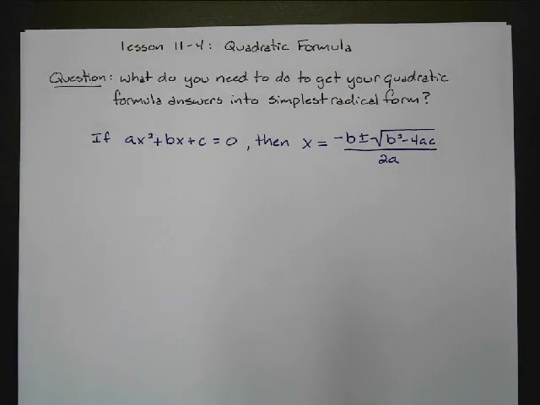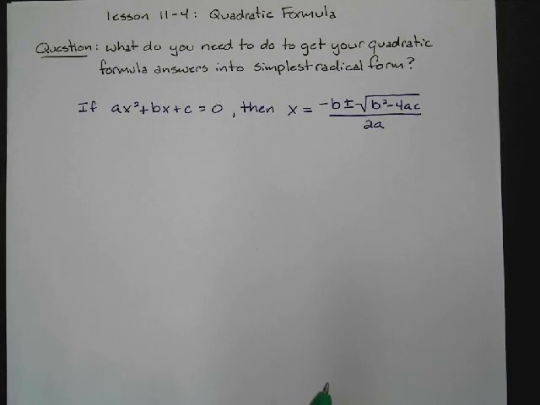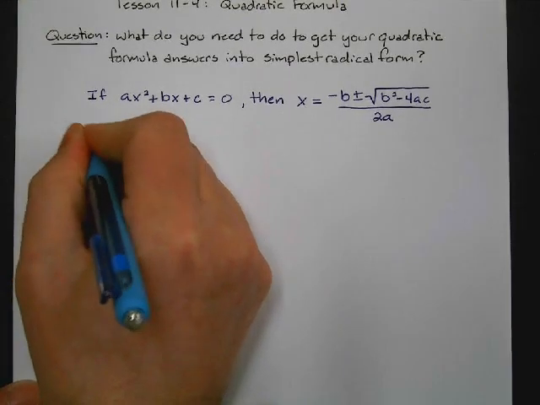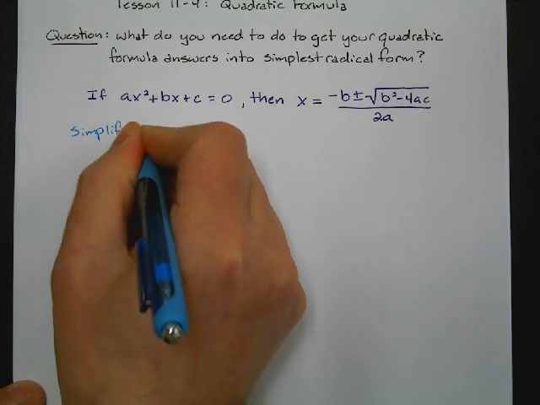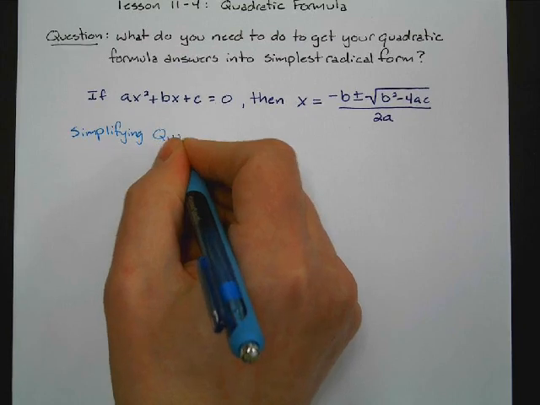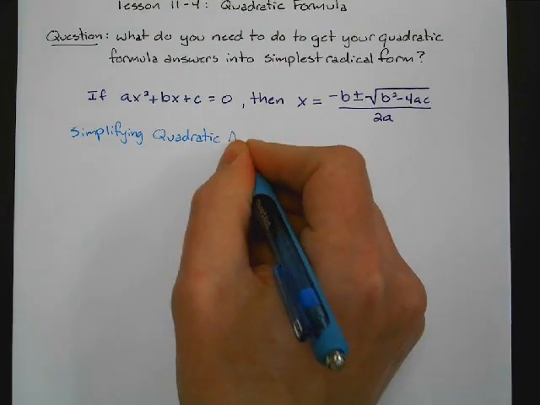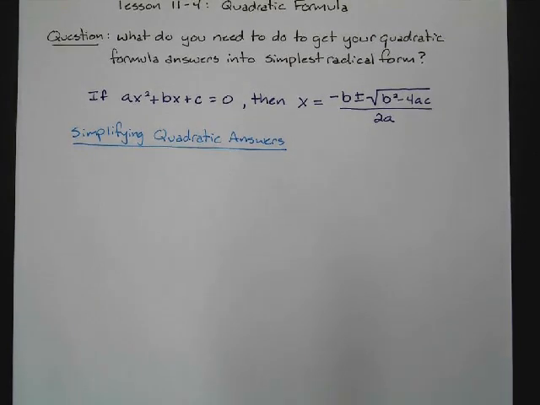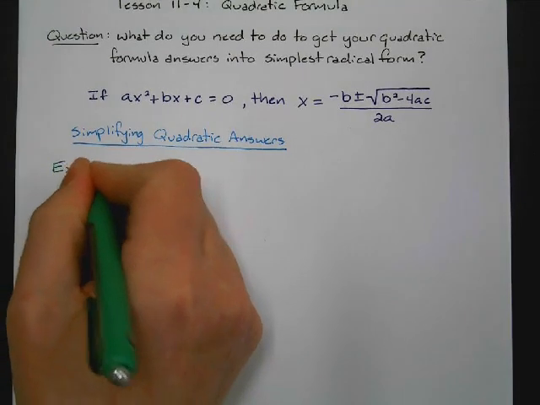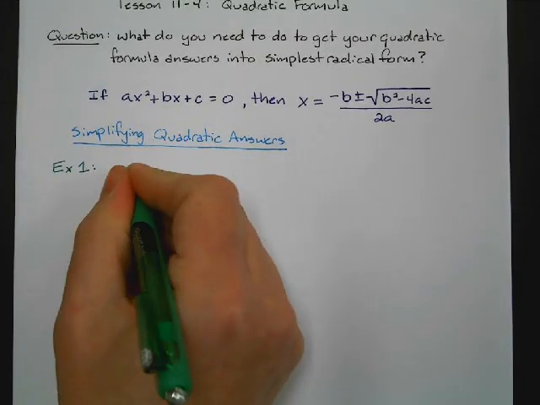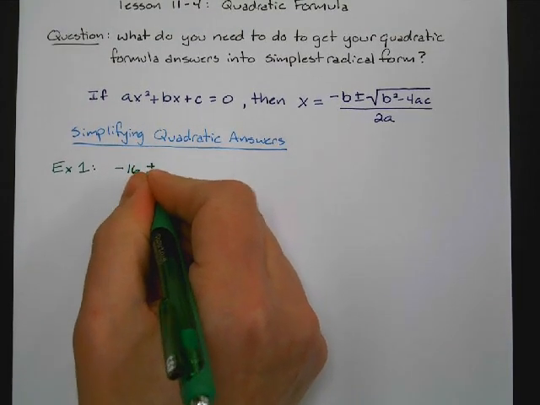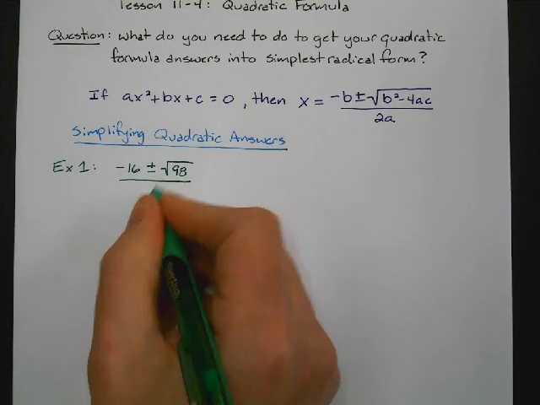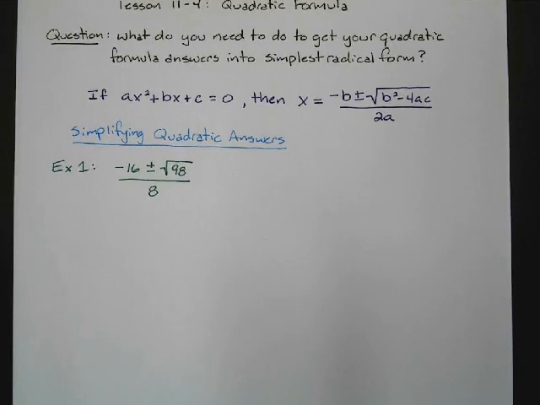Anyways, we're going to use this in a second. Before we get to that, we need to figure out how we're going to simplify the answers that we're going to get here. After we've used the quadratic formula, we're going to end up getting answers that look like this, something like negative 16 plus or minus the square root of 98 over 8.